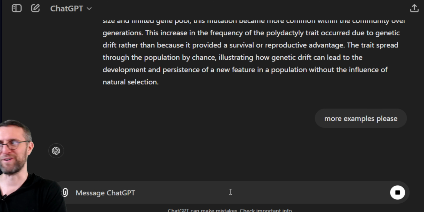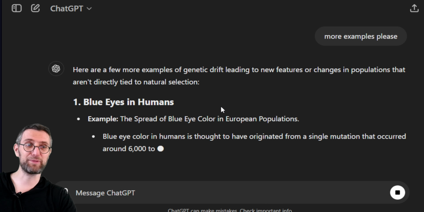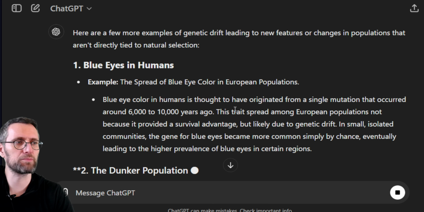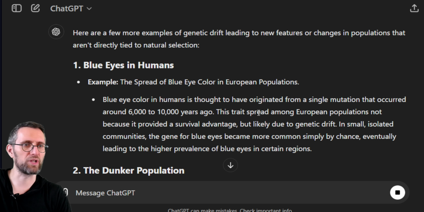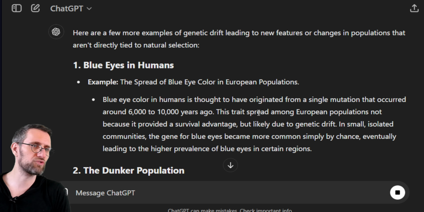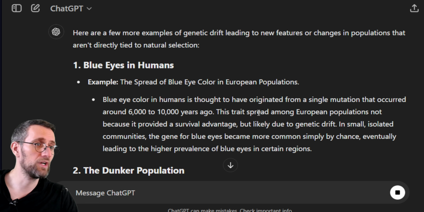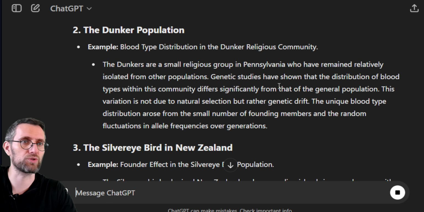So I just want more examples. I find that so interesting. So blue eyes in human beings. Blue eye color in humans is thought to have originated from a single mutation that occurred around 6 to 10,000 years ago. This trait spread among European populations not because it provided a survival advantage, but likely due to genetic drift. In small isolated communities, the gene for blue eyes became more common simply by chance, eventually leading to the higher prevalence of blue eyes in certain regions.